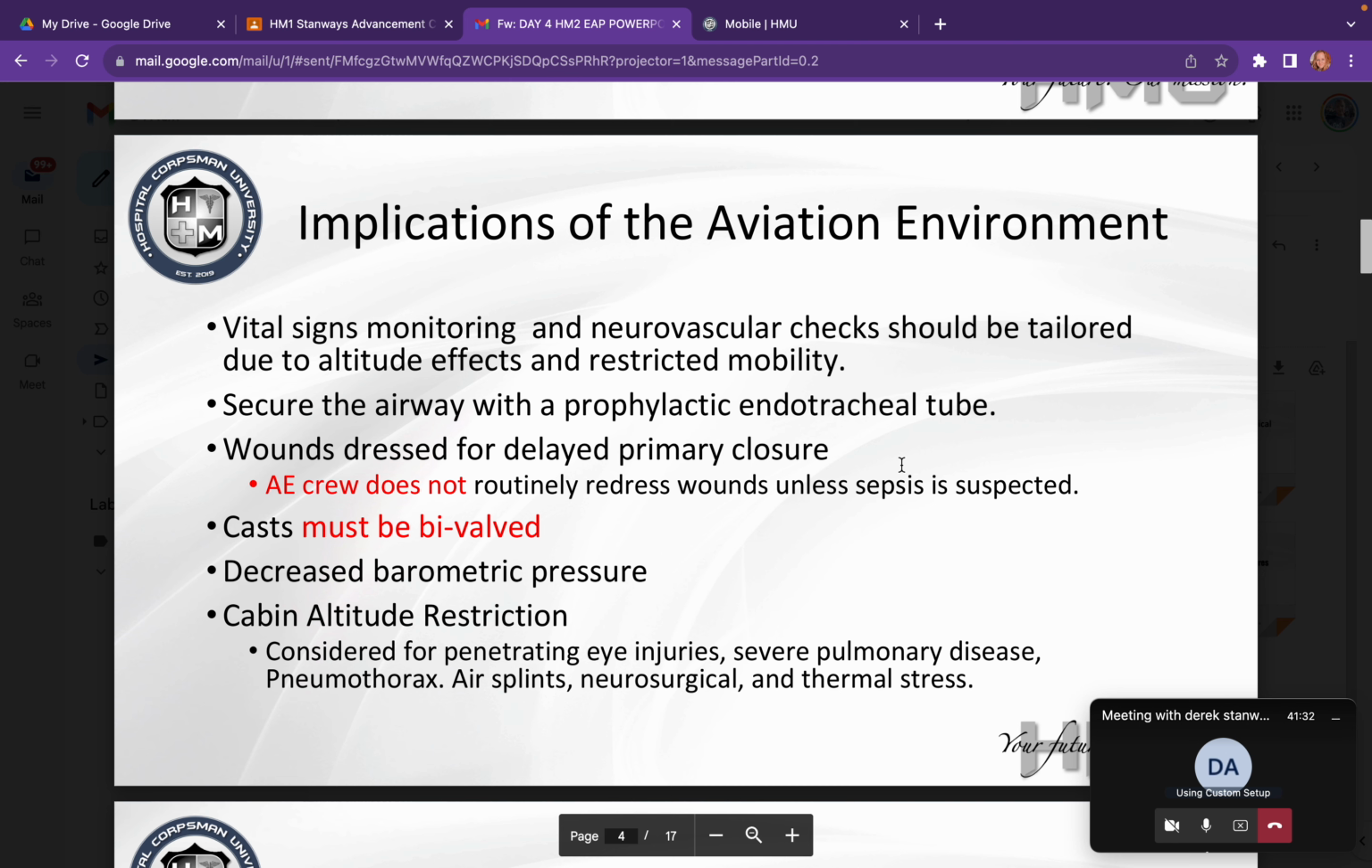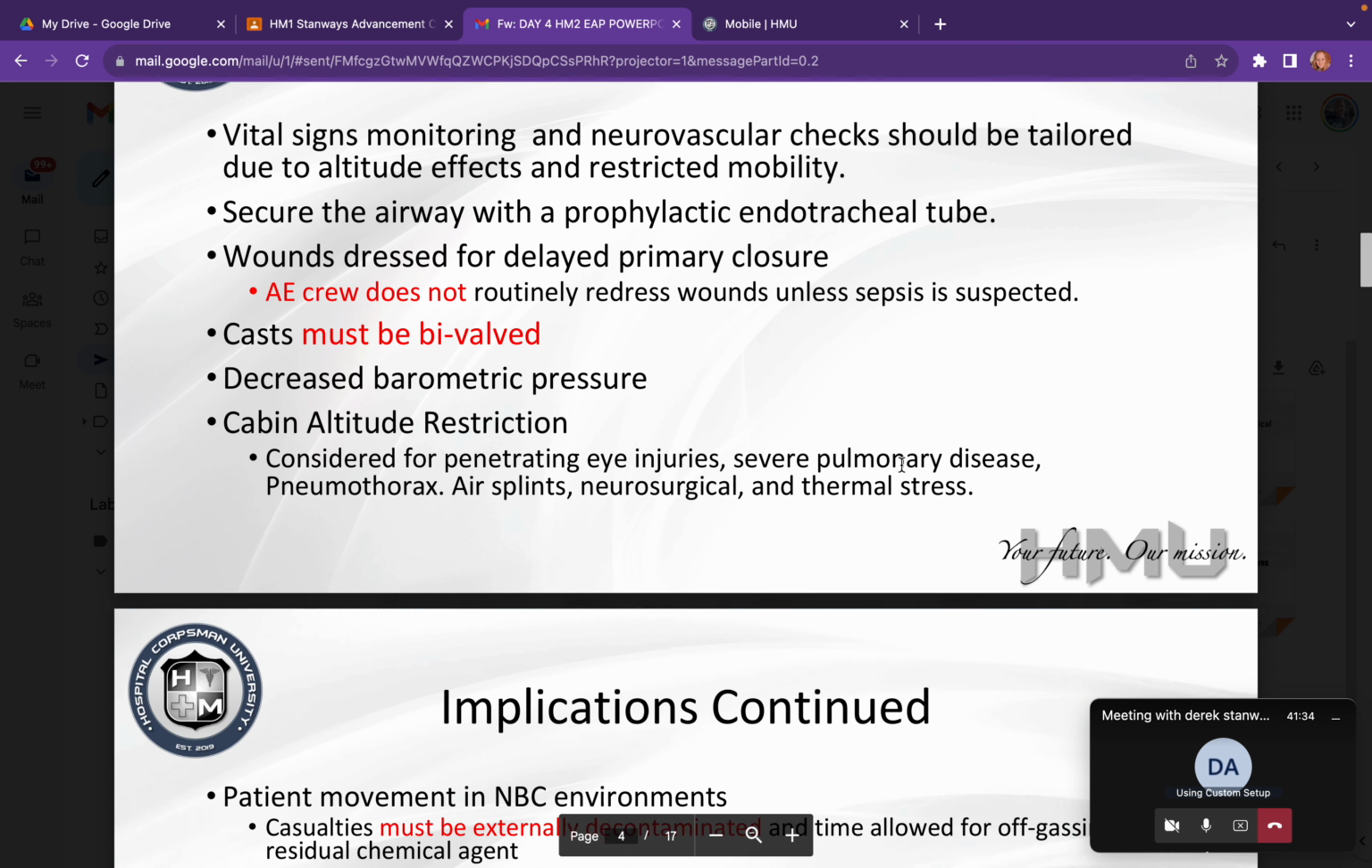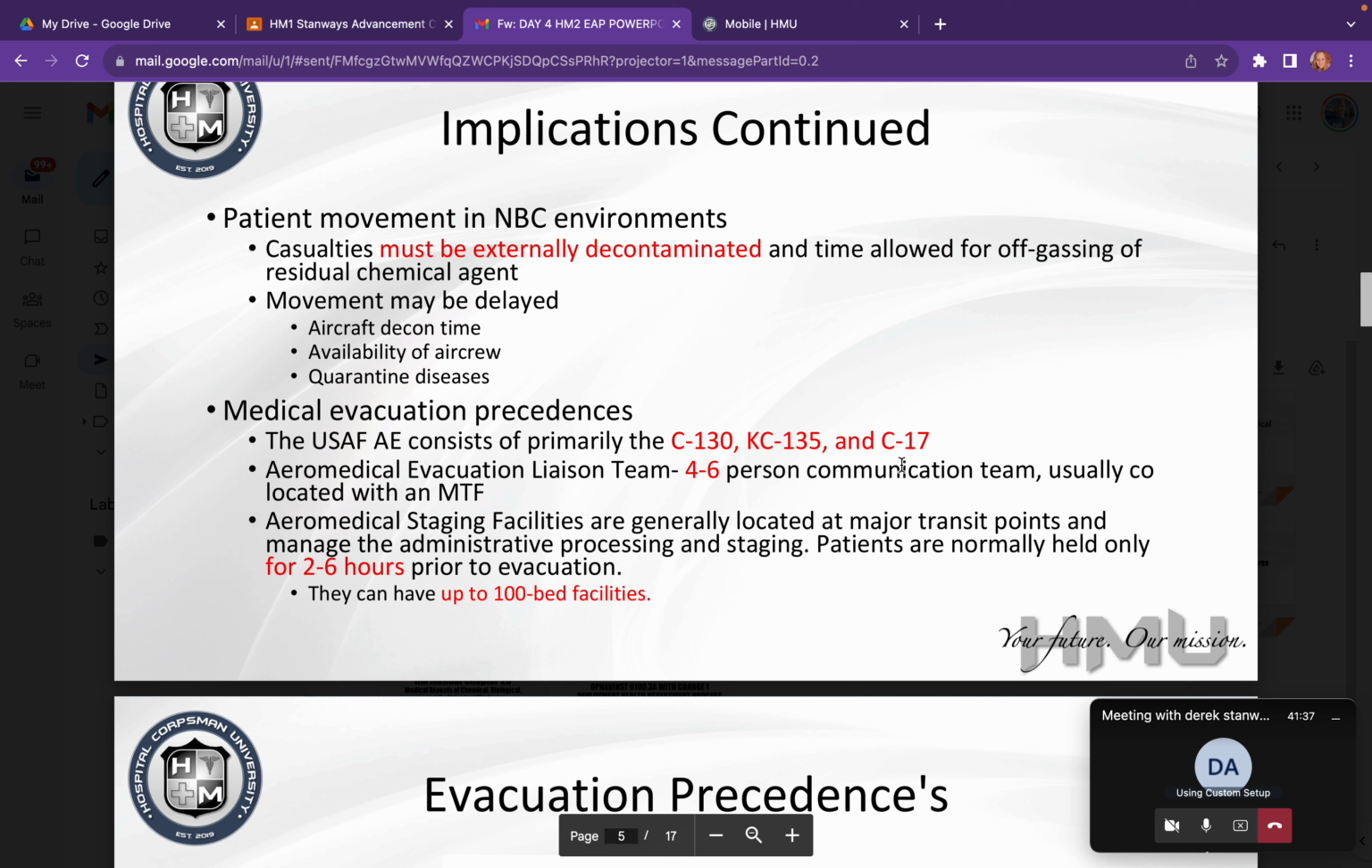Patient movement in CBRN environments. Casualties must be externally decontaminated and time allowed for off-gassing of residual chemical agent. Movement may be delayed by aircraft decon time, availability of air crew, and quarantinable diseases.